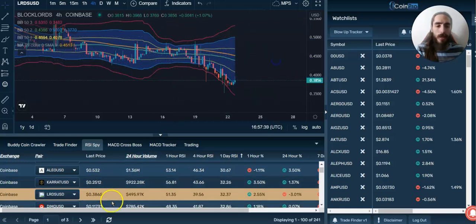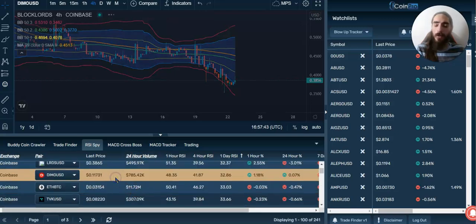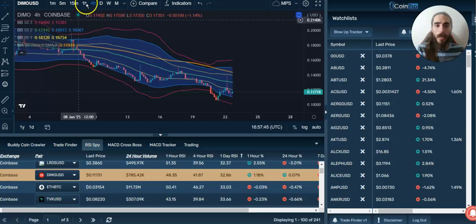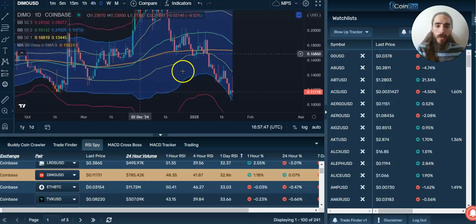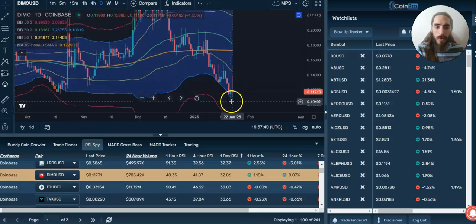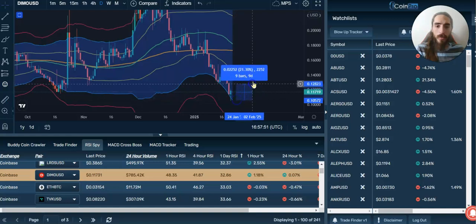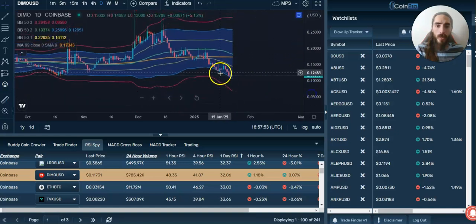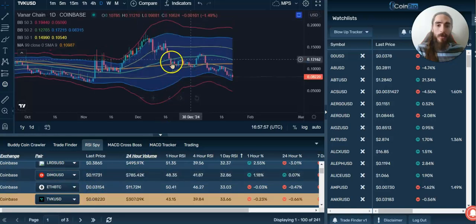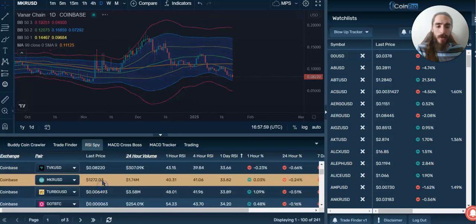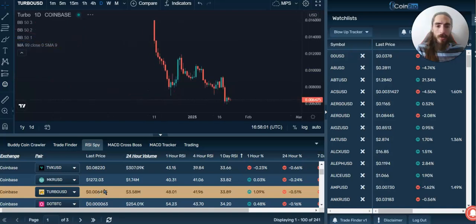Okay. Now, we also want to pay attention to volume, make sure that it has over a certain amount of volume. Okay. But we can see right here, we got a one dip, a two dip, on the one day. Very, very slight dips, but on bigger time frames, that does matter. Okay. Let's check out Turbo. Turbo is just totally tanking.